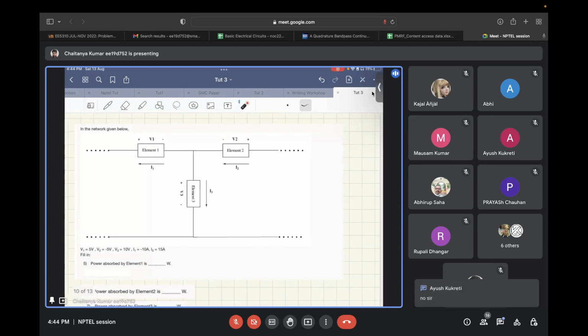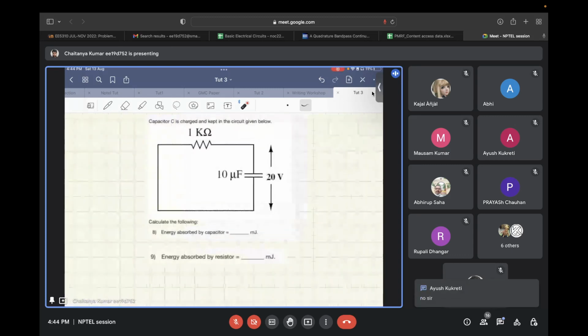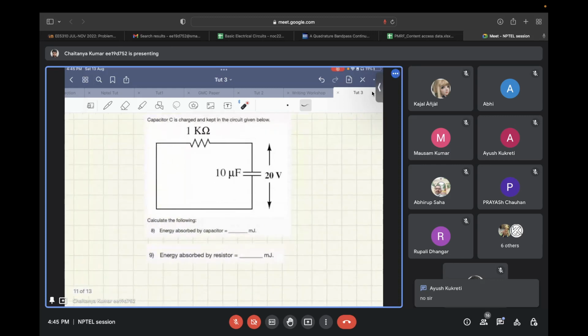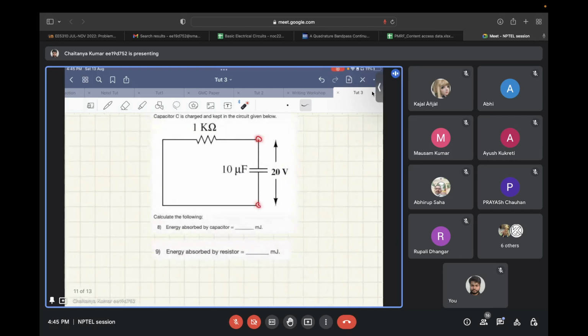Okay, so let's move to the next question. Now, in this question, you need to calculate the energy absorbed by the capacitor and the energy absorbed by the resistor, both in millijoules. What is mentioned is that the capacitor is first charged to 20 volts and then put in this circuit. So initially the voltage across the capacitor is 20 volts, and then it is plugged into this circuit. After a long time, eventually what will be the energy absorbed by the capacitor and the resistor?